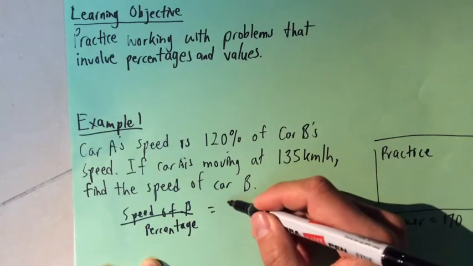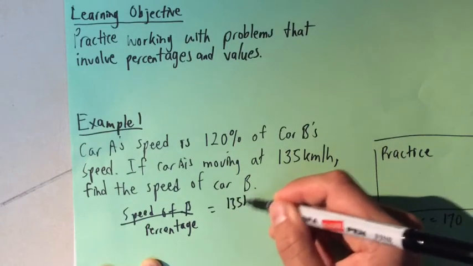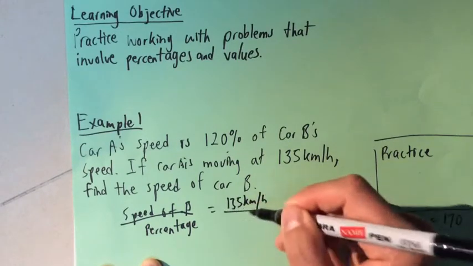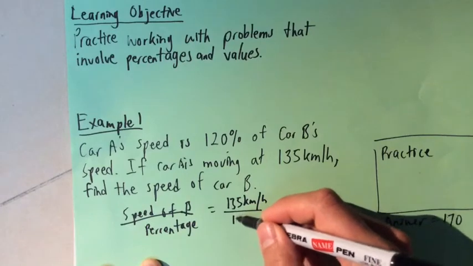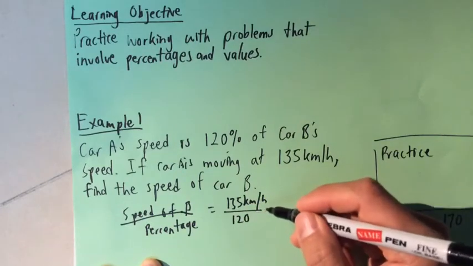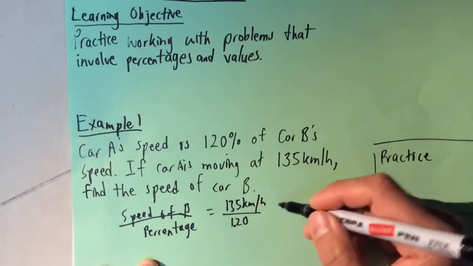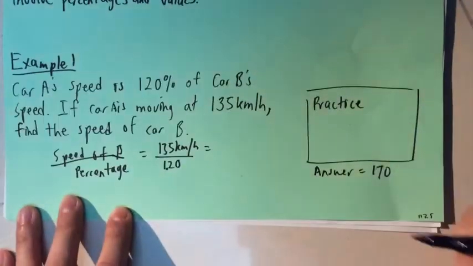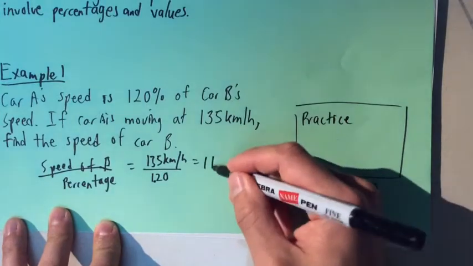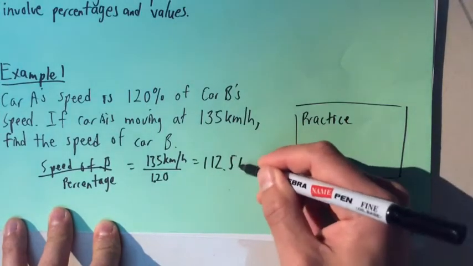Okay. So, we know car A is driving 135 kilometers an hour. We divide that by 120, or 120%, which is 1.2. And that gives us 112.5 kilometers an hour.